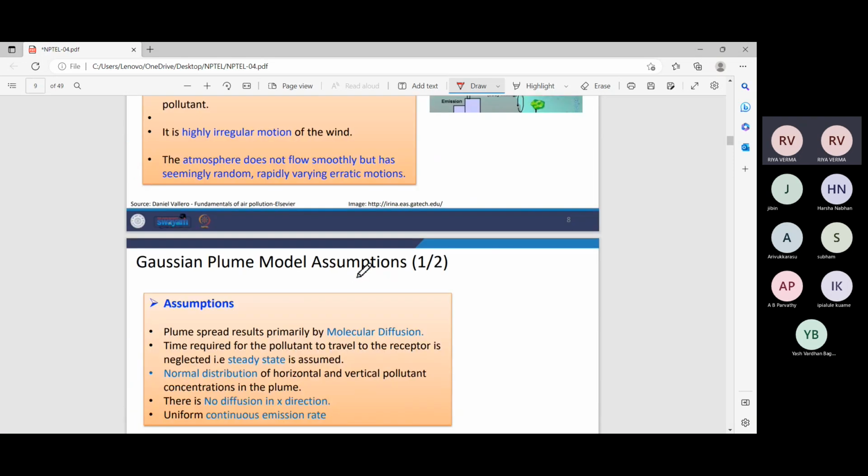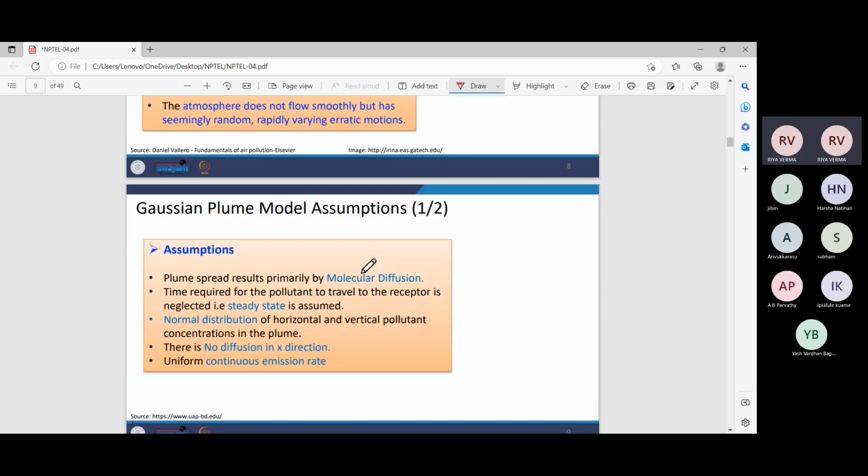Now we have some assumptions in the Gaussian plume model. These assumptions are used for the derivation of the equation of the Gaussian plume model. First one is that plume spread results primarily from molecular diffusion. Second is that the time required for the pollutant to travel to the receptor is neglected. That is, steady state is assumed.